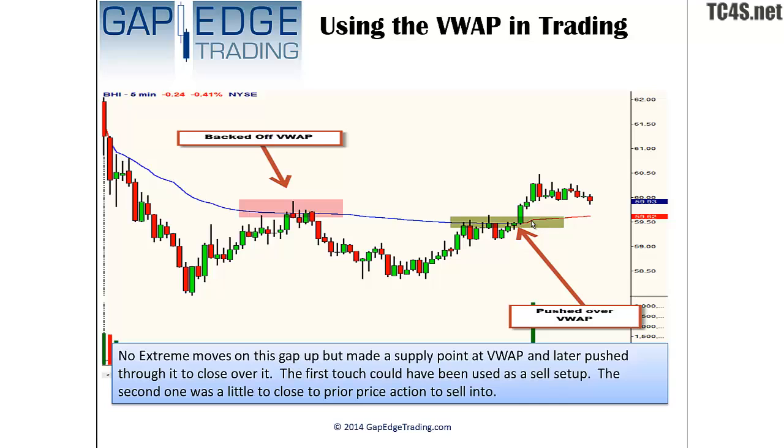So by being aware of that, you know that a lot of trades are going to be going around this price action. So you need to know what you're seeing, what's going on, and incorporate it in your trading. So this is a good example of that.